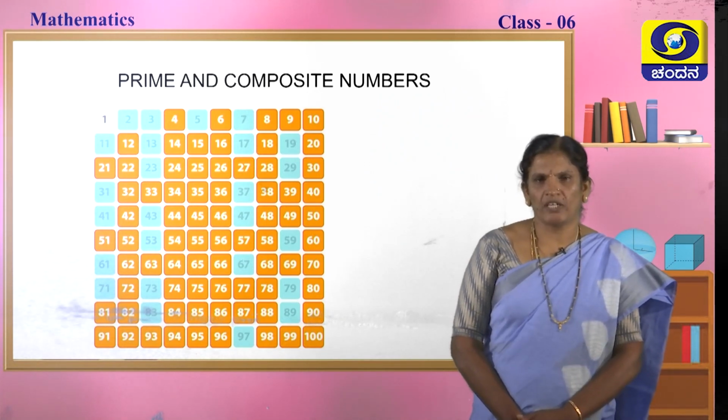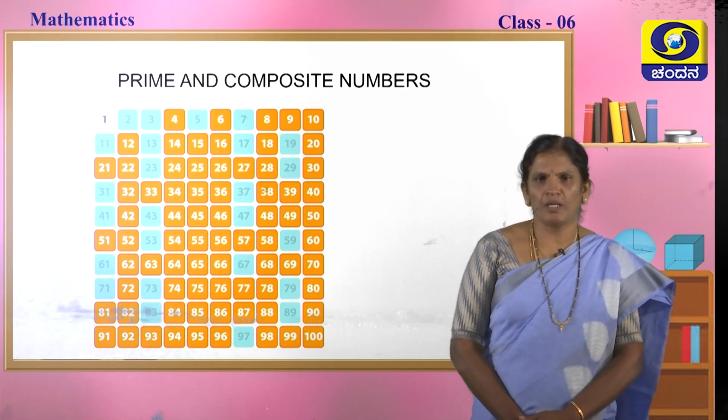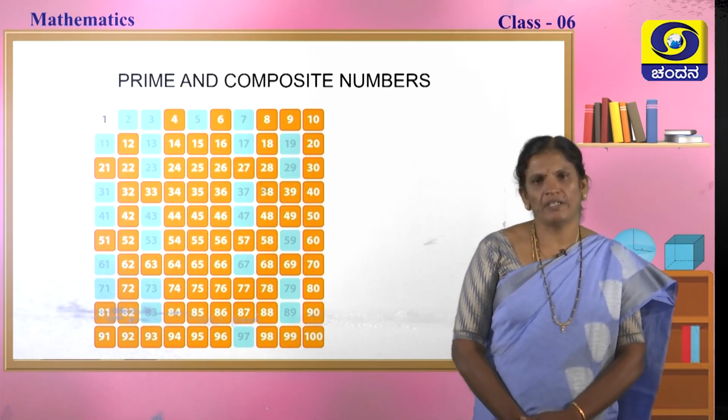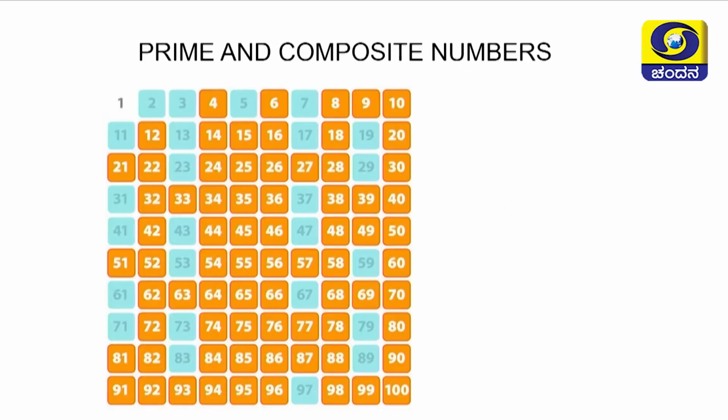Children, now you might have understood what a prime number is and what a composite number is. Prime number means it has only 2 factors, that is 1 and the number itself. Composite number means it has more than 2 factors. Examples for prime numbers are 2, 3, 5, 7, 11, 13, 17, 19, and so on. Examples for composite numbers are 4, 6, 8, 9, 12, 14 and so on.